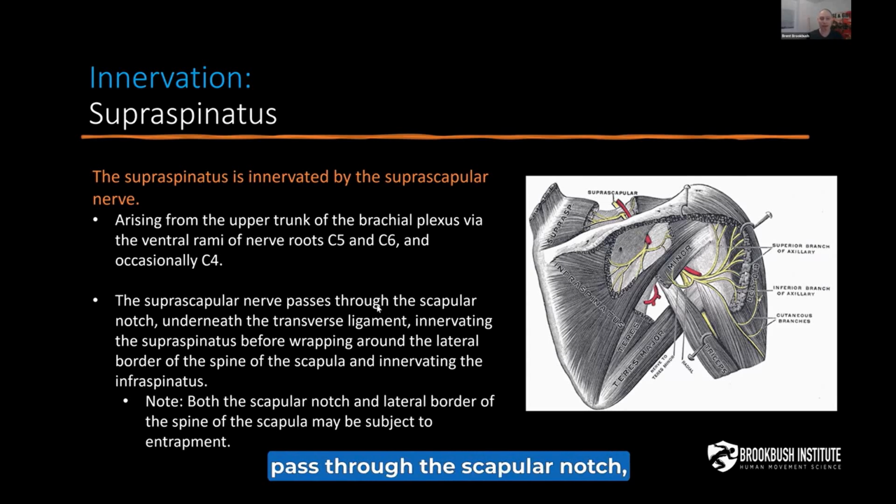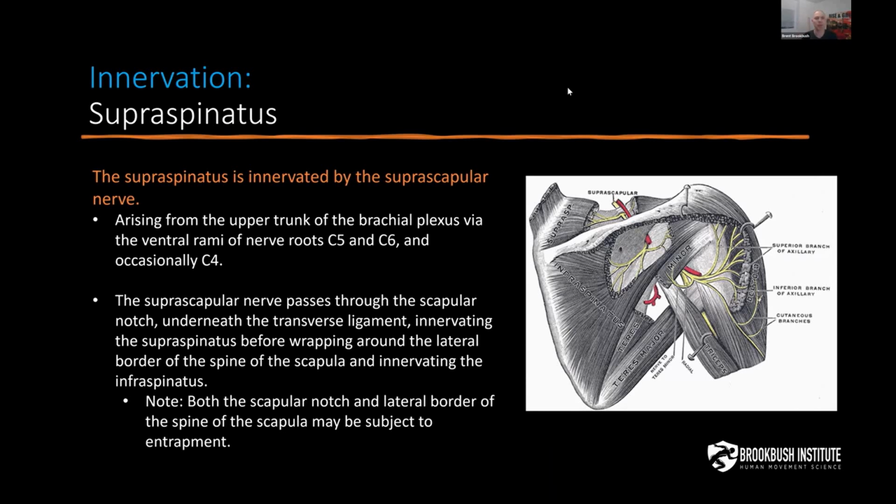The suprascapular nerve does pass through the scapular notch, which you can see in this picture. It has the label suprascapular, and then it has that line that's pointed to the suprascapular nerve. And then right underneath that, you see that notch. So the suprascapular nerve goes over that notch and underneath the supraspinatus.